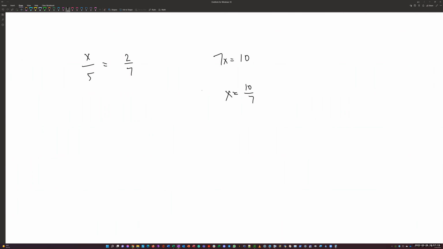The reason why I don't like it is because all you're ever supposed to do is isolate the variable. How do you isolate the variable? You get rid of the other stuff. How do you get rid of it? Well, it's dividing, so I should multiply. Does that make sense? Got it. And you get the same 10 divided by 7.